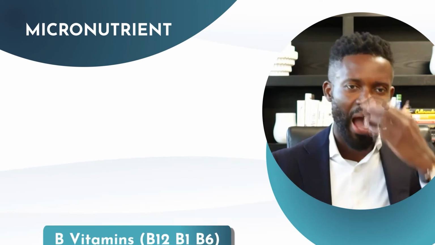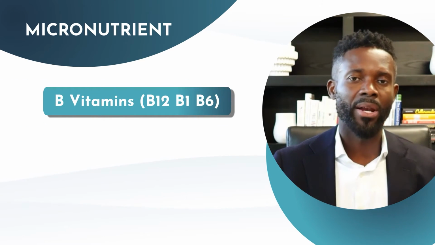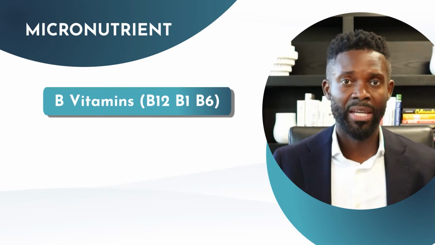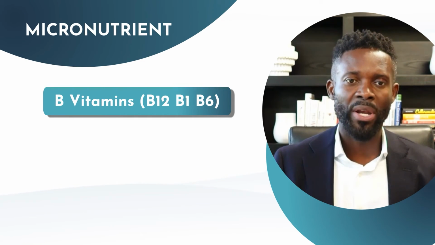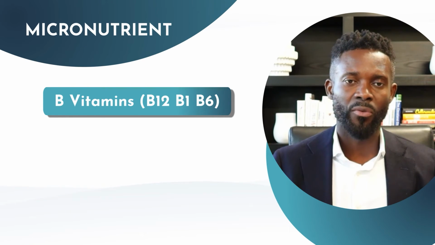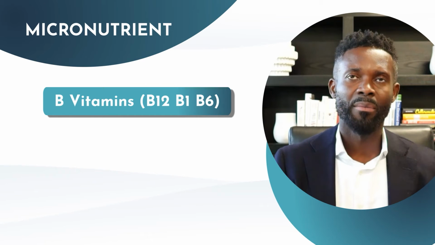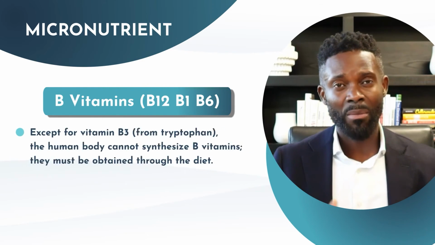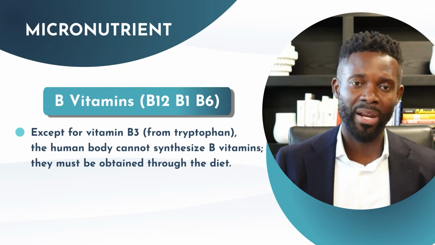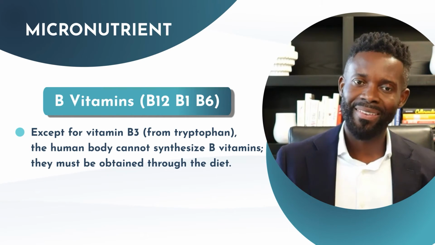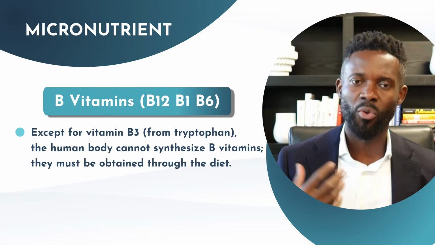So let's look at how B vitamins are so vital in the regeneration of nerves as well as preventing neuropathic pain states. So we know that the vitamins that are really involved in nerve healing and nerve pain are B12, B1, and B6. And when it comes to B vitamins, except for B3, which we can make from tryptophan, the human body cannot synthesize B vitamins. We have to obtain them through our diet.